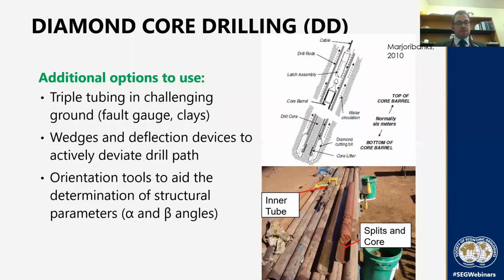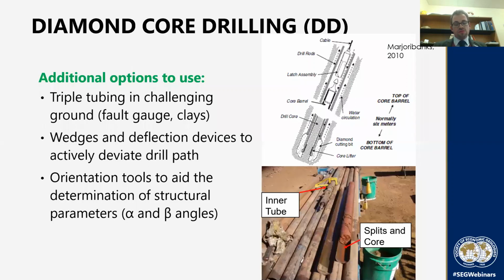A number of particular specifications during diamond drilling that I would like to make you aware of are some additional options that you can employ. For example, triple tubing is commonly used when you drill through very challenging ground conditions, for example, overburden, laterite or clays or fault zones. As you know, fault zones are characterized by sheared and destroyed rock.